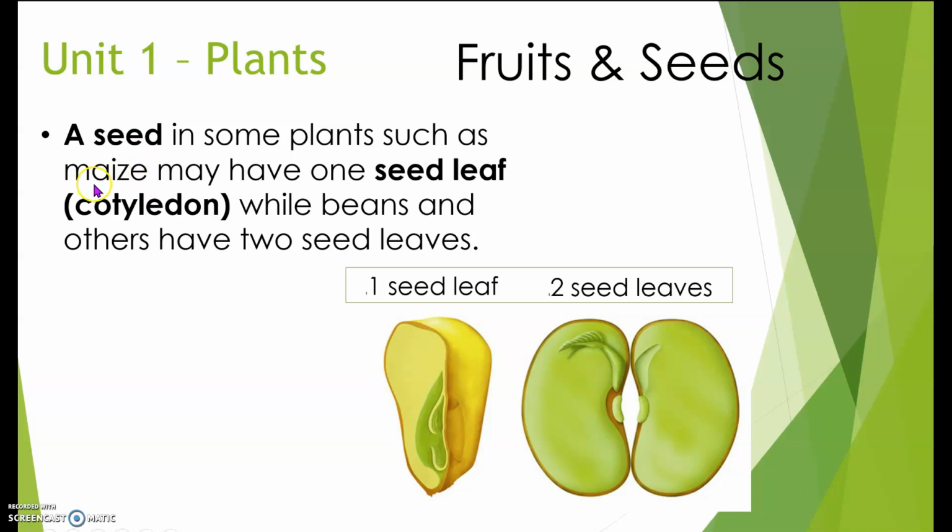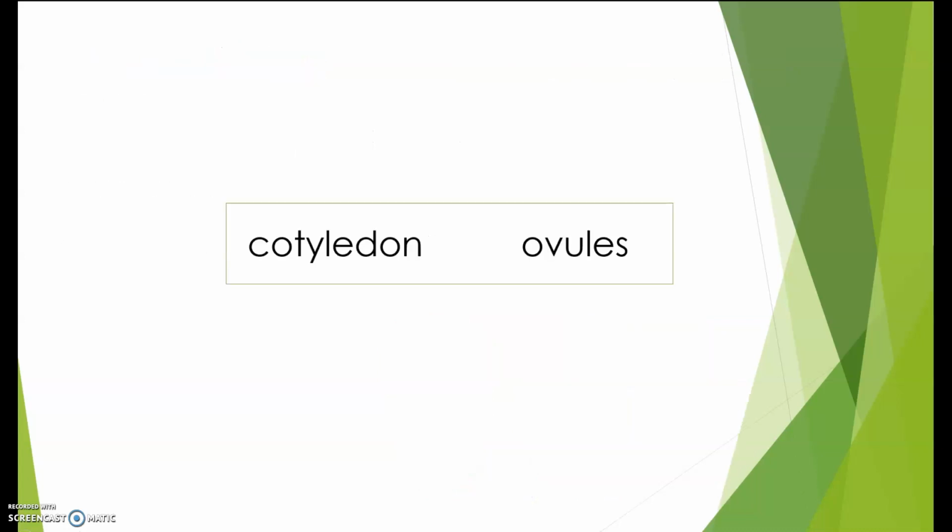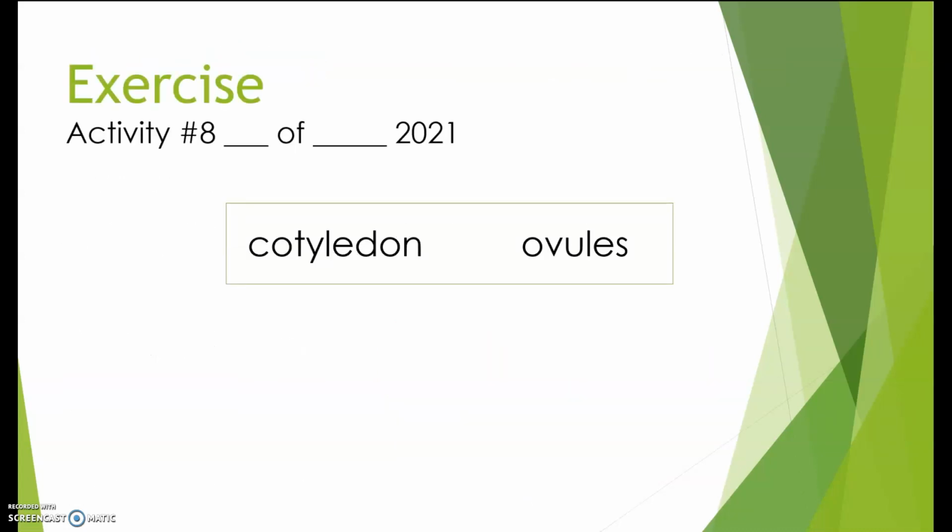Very good. So everybody repeat after me, maize. Maize, or corn. So this corn has one seed leaf, while these beans have two seed leaves. So some plants have one seed leaf and other plants have two seed leaves. I think it's clear. Now let's move on to your exercise.